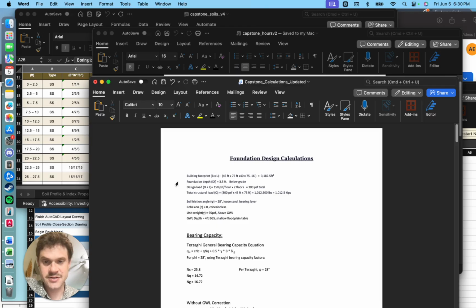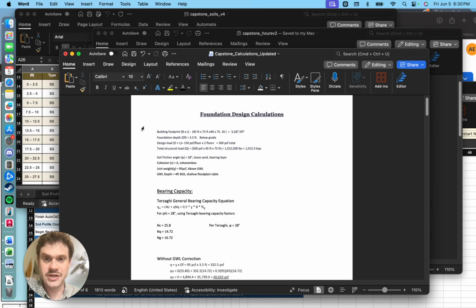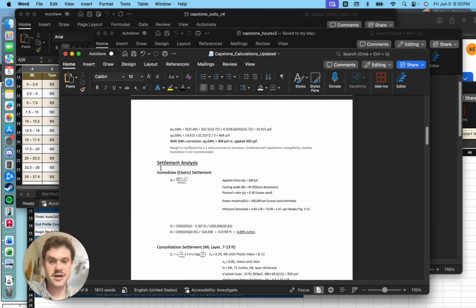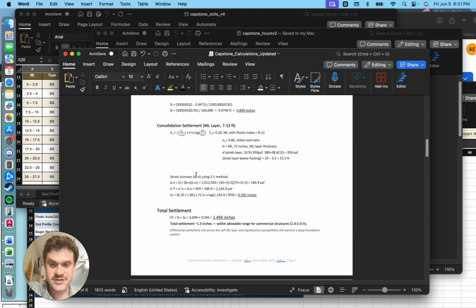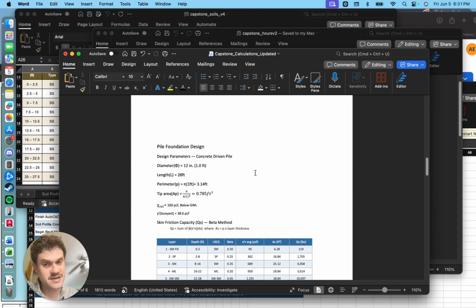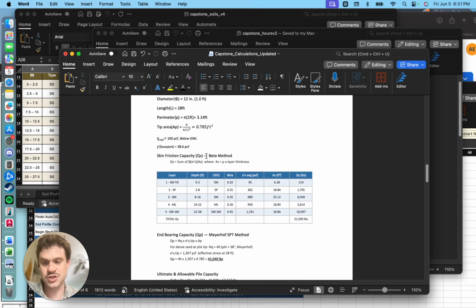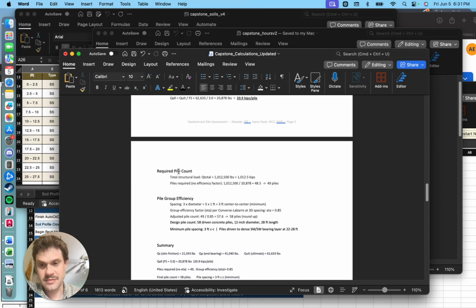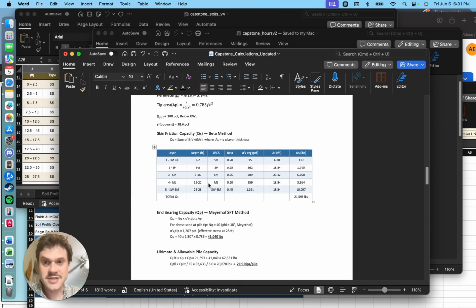This was the part that took me a long time, really going over the calculations of it all: my building footprint, all of this stuff, my bearing capacity, settlement analysis of the soil, consolidation of the soil, total settlement. This all tells me the foundation design that I can do. Essentially, the soil is hypothetically not good enough for just a slab foundation, a shallow foundation, so you would need a pile. This is what this math in here is telling.